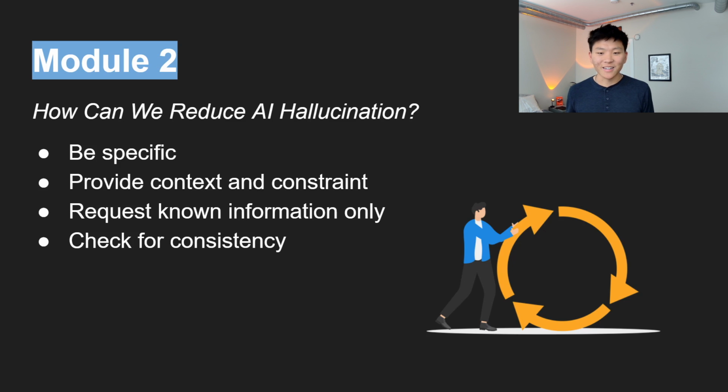I'm no scientist. Anyways, request known information only. So if it's possible, ask the agent to only provide responses based on widely accepted knowledge rather than hypothetical scenarios.